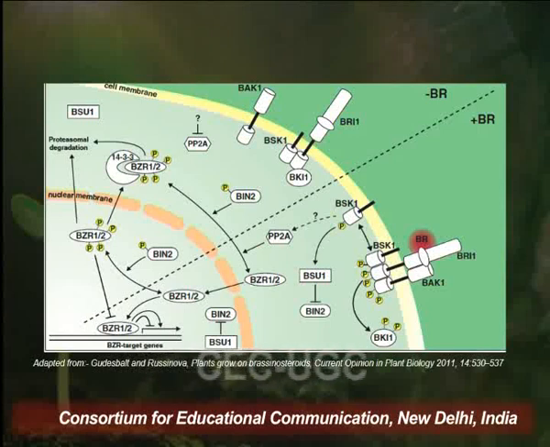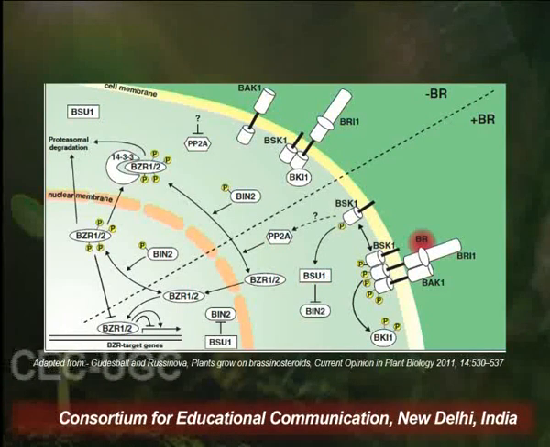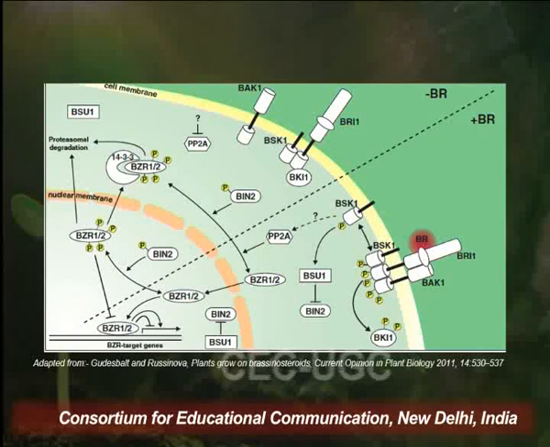But when brassinosteroids are present, that is the second scenario, you can see that the brassinosteroid molecule binds to the extracellular part of the BRI1 receptors. Once these brassinosteroids are bound to the receptors, they bring certain conformational changes in the receptor, causing the binding of BAK1, which is the second receptor kinase. So a complex is formed, and the third component is the BSK1.